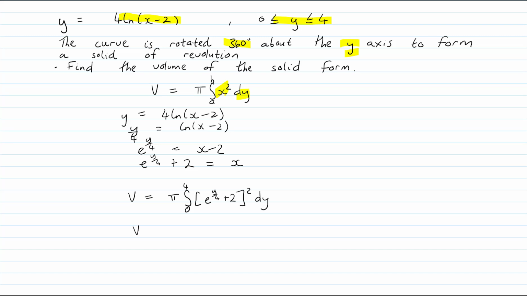Okay, so we'll write that down. Then we get the volume is equal to 176.779, and so on. And therefore the volume to three significant figures is 177 cubic units, or you can just say units cubed.